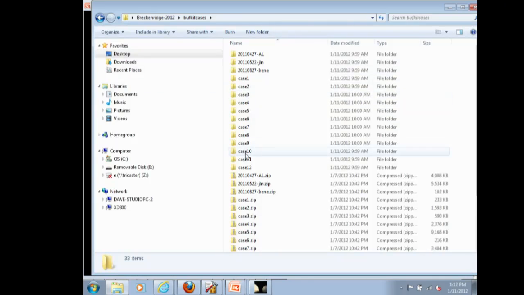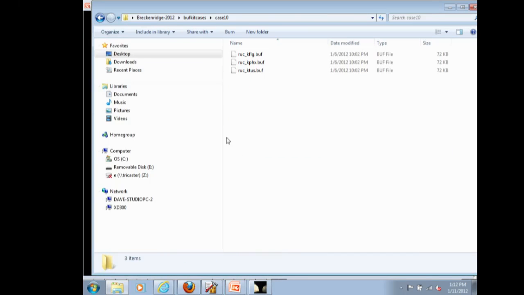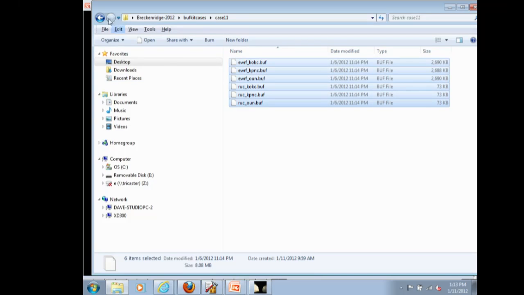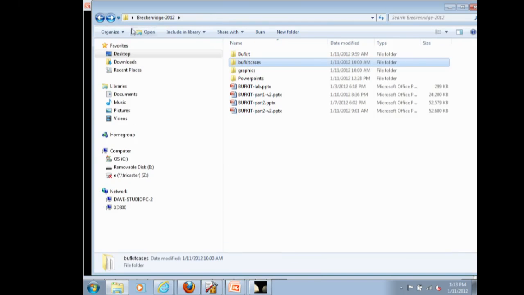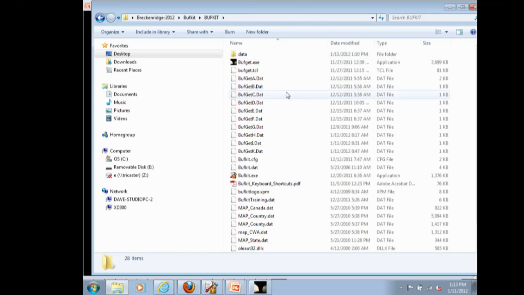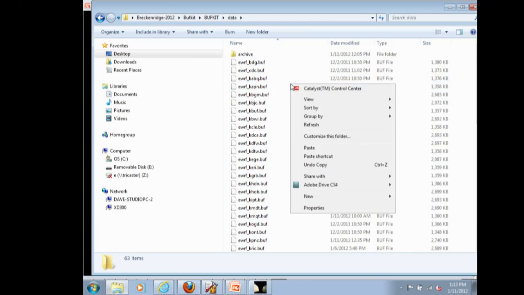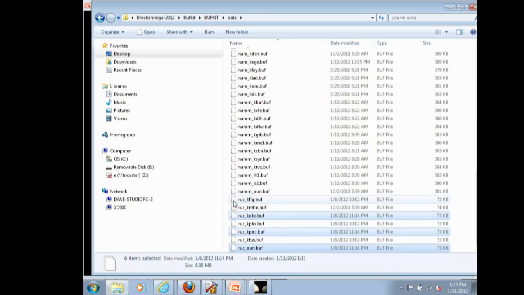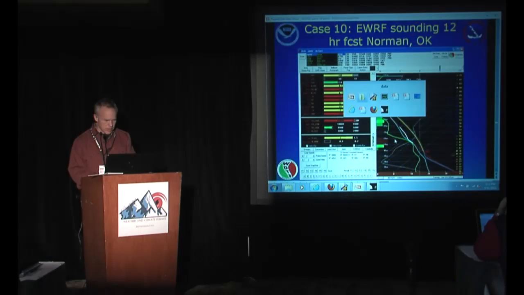Okay, case 10. Yeah, those are, no wait, that's case 10. Yeah, that was EWRF, okay. Standing by, standing by. EWRF and RUC. Oh, this is Windows 7. Okay. Hopefully that didn't clobber everything, but let's see what happens.